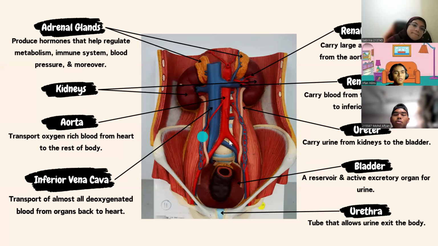Now, from what I've obtained through visiting the virtual anatomy museum, this is one of the organs related to the urinary system. The first organ is the adrenal glands, the yellow part at the top of the kidneys. It functions to produce hormones that help regulate metabolism, immune system, blood pressure, and more.